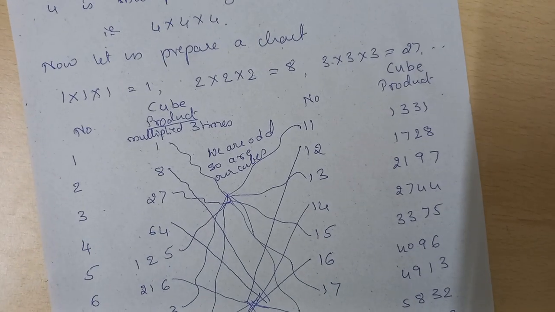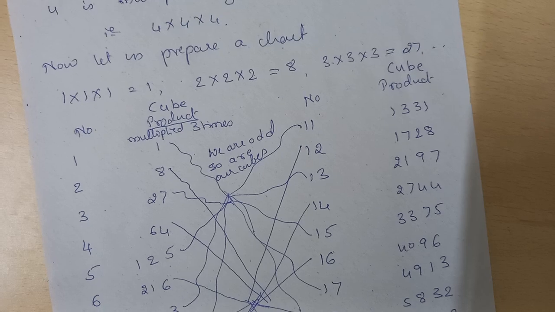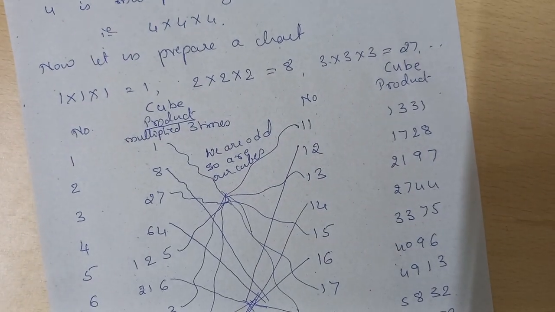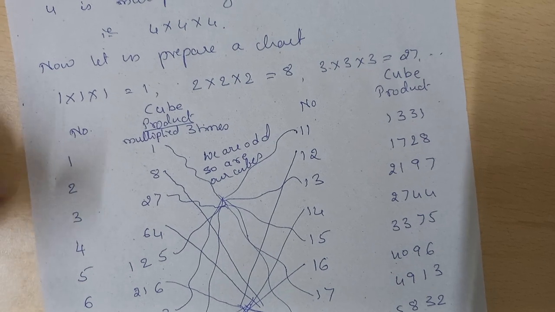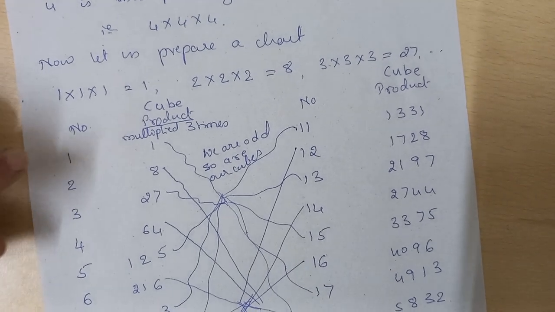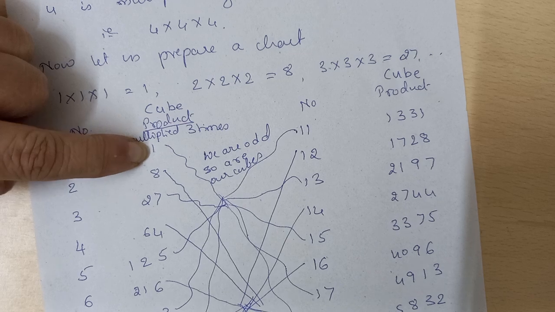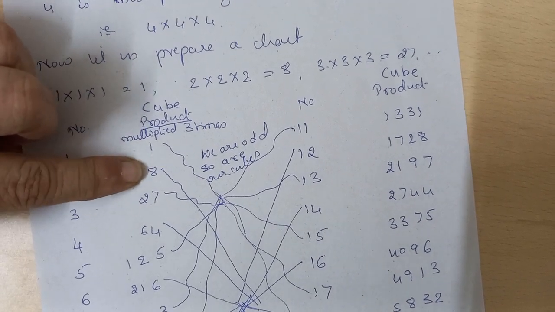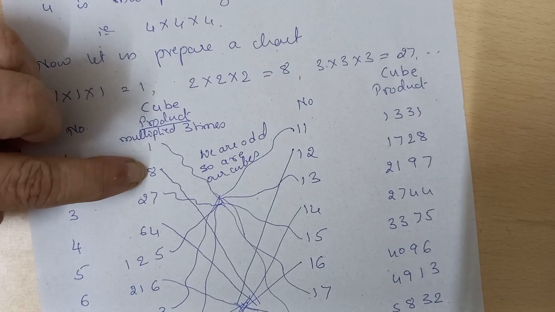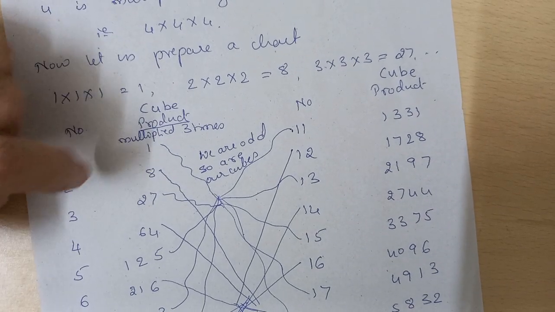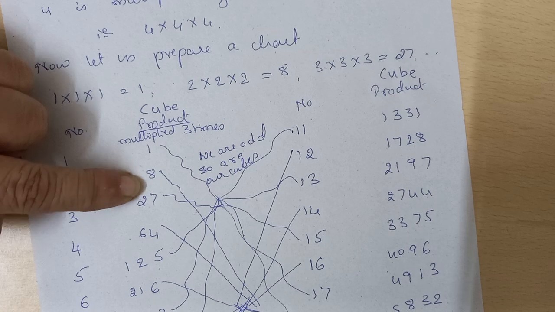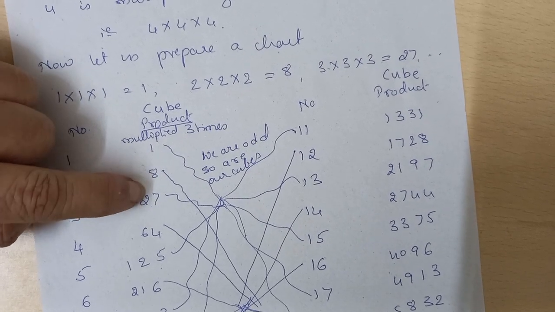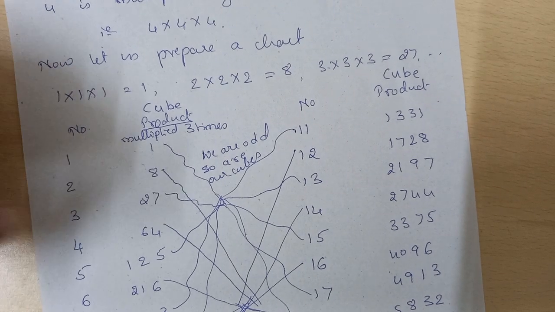Now observe the last digit of the numbers which you are multiplying by itself 3 times. 1 is in the unit place and 1 is also in the unit place in its cube. 2 is in the unit place, 8 is in the units place of its cube. 3 is in the unit place, 7 is the digit in the cube of 3 and it is in the ones place.